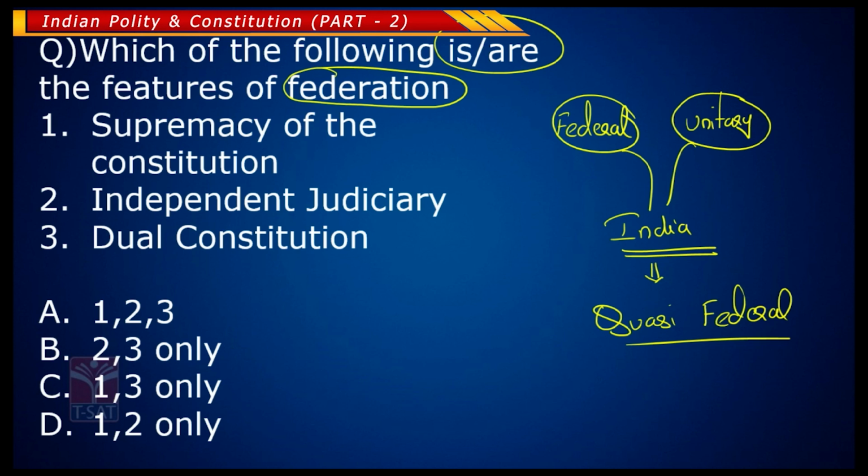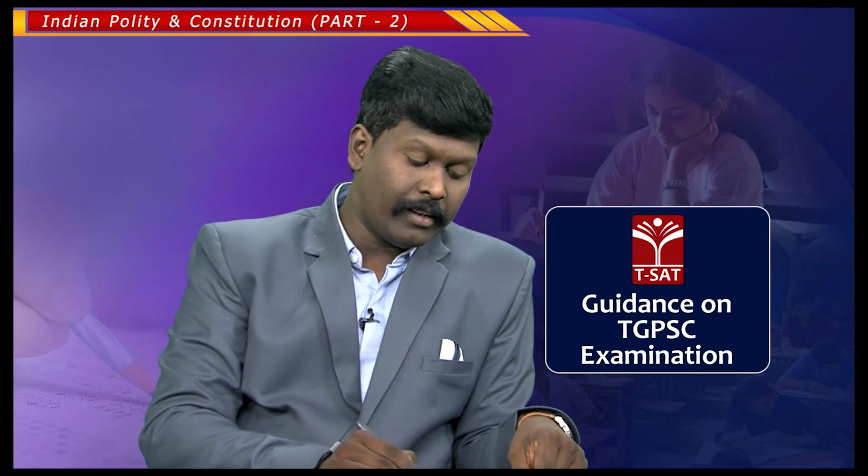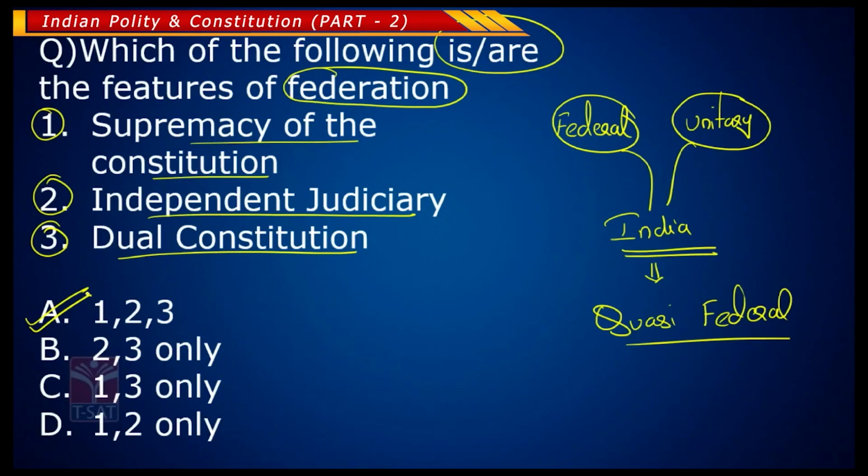Now, the question is, which of the following is or are the features of the federation? 1. The supremacy of the constitution. 2. Independent judiciary. 3. Dual constitution. All the 3 points mentioned in the question are the features of the federation. Answer is A. Because there is a supremacy of constitution, we have an independent judiciary, and there is a dual constitution, one with respect to center and the second one with respect to each state.